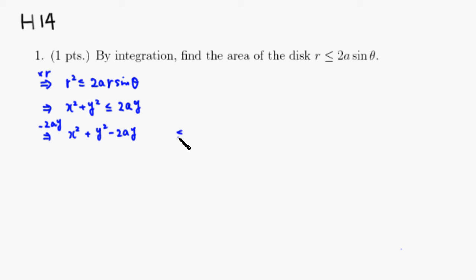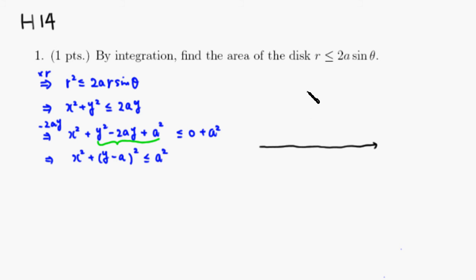What I'm going to do is add a squared on both sides so we can complete the square. So this is x squared plus these three terms, which can be written as y minus a, squared, is less than or equal to a squared. So this is just a disk.